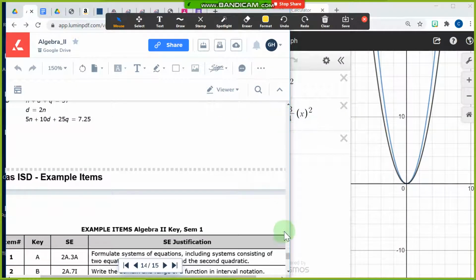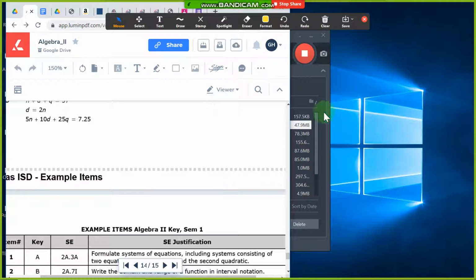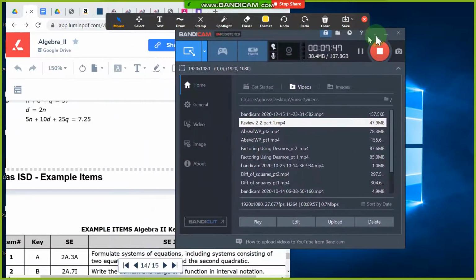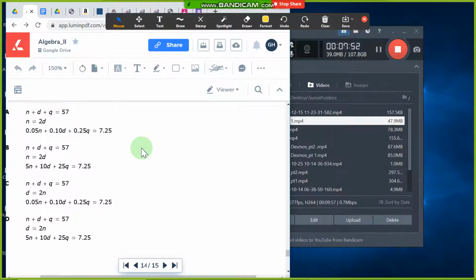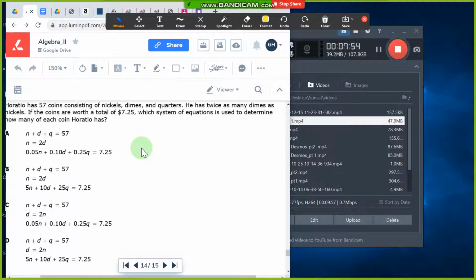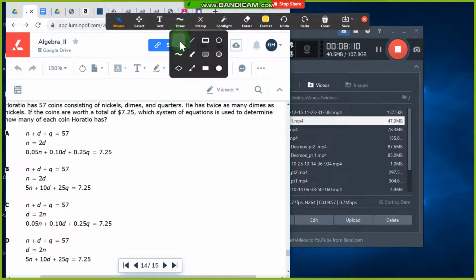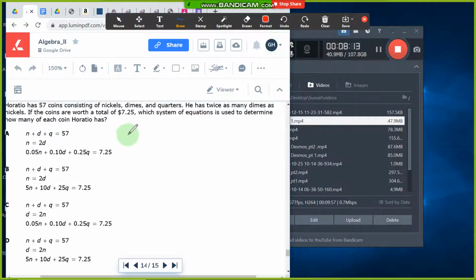Last but not least, we have another question. This one is a sample ACP question. It's not on a review, but we do have one like it on the test, so I thought I'd go over it. It's a systems of equations word problem. Horatio has 57 coins. So we have nickels, dimes, and quarters. So nickels plus dimes plus quarters equals 57. All four of those have the right one.